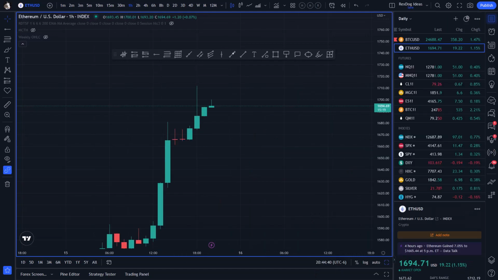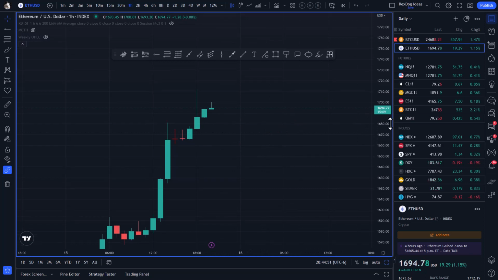All right, let's just take the latest candle. What I want you to do is scroll in a little bit, so when you go to the price line over there, and then just scroll up.